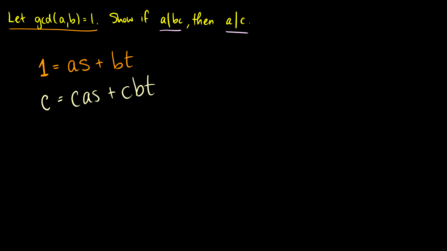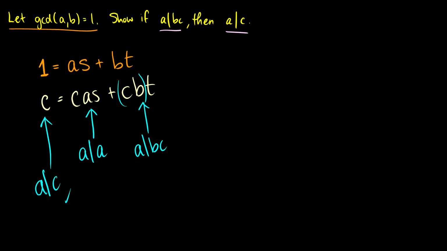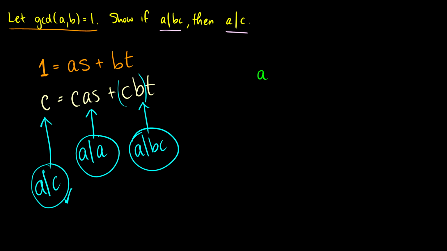Okay. So now, in this first part here, we have that A divides A. So that's good. In the second part, we're going to use our assumption that A divides BC because we have a BC here. We know that A is going to divide the second term. And because A divides both terms, we know that A is going to divide C. Because if A divides the first term and A divides the second term, then A will divide the addition of both terms.